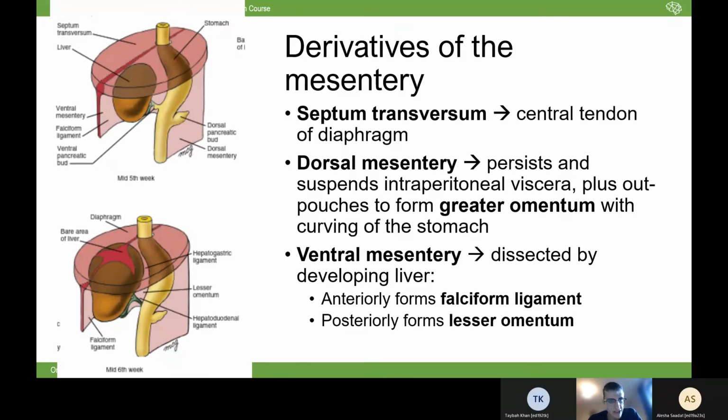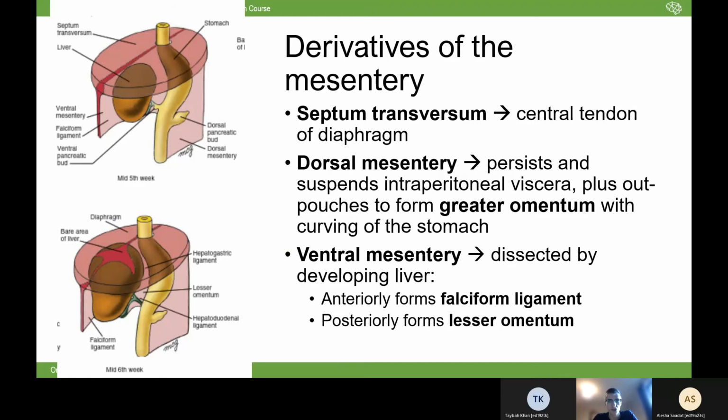Just a quick reminder about that septum transversum that we spoke about a second ago. In the inferior part and the anterior part, it contributes to some of the supporting cells of the liver. It also forms the central tendon of the diaphragm, which is the fibrous part of the diaphragm. Remember, the diaphragm is that big muscle that separates the thoracic cavity and the abdominal cavity.